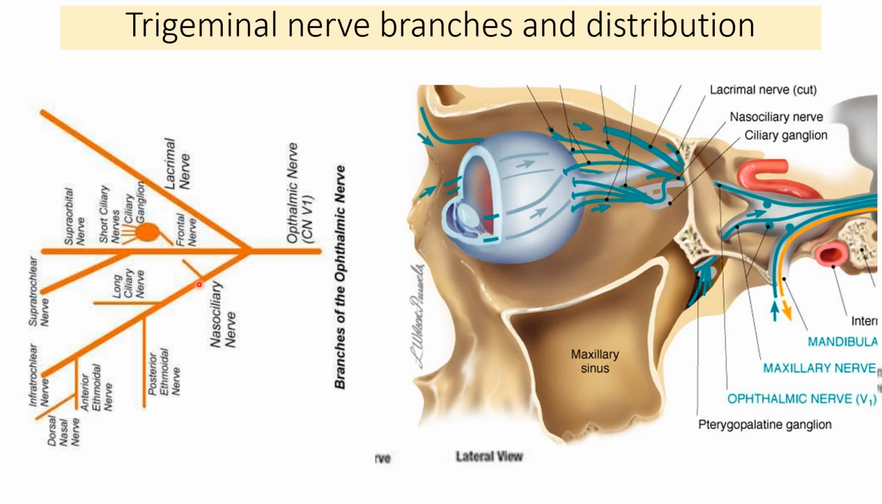The nasociliary nerve, with the help of the sensory root, is connected to the ciliary ganglion. The sensory fibers will enter from the ciliary ganglion, and it also carries the sympathetic fibers to the ciliary ganglion. I am not going to talk about the distribution of each nerve, because we are going to cover this when we will be doing the orbit. So these are the main divisions.